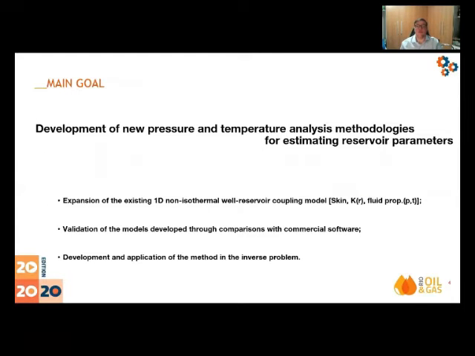The main goal of this work is to deploy a new pressure and temperature analysis methodology for estimating reservoir parameters. For this, we upgraded our flow simulator to consider heterogeneous permeability and fluid properties with pressure and temperature dependence. For the validation, we are comparing different cases running our flow simulator and a commercial software, and for the inverse problem, we apply the ES-MDA method.